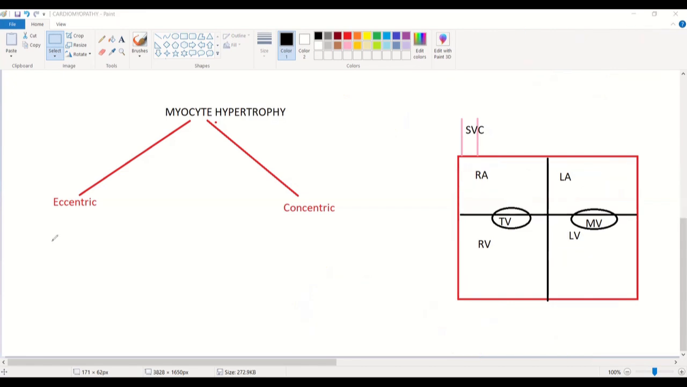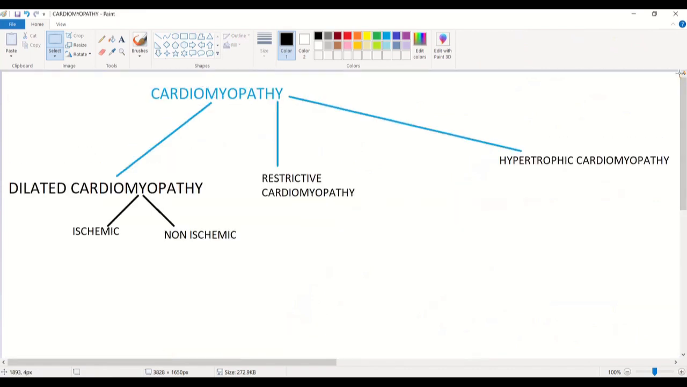Okay. So next is hypertrophic cardiomyopathy. The hypertrophic cardiomyopathy is basically due to a mutation in the gene encoding a sarcomere protein, right?